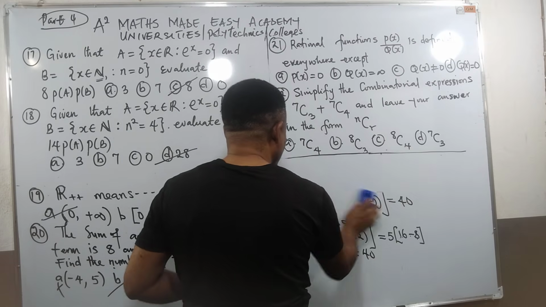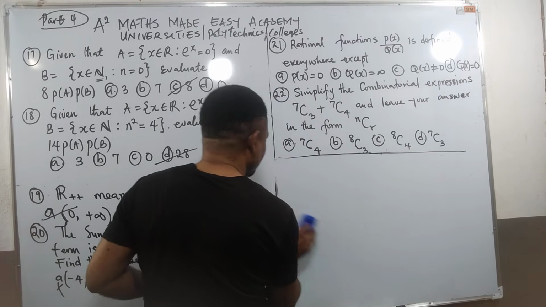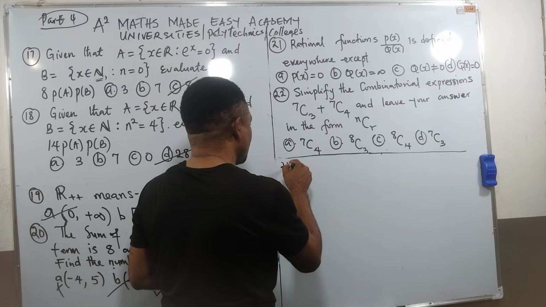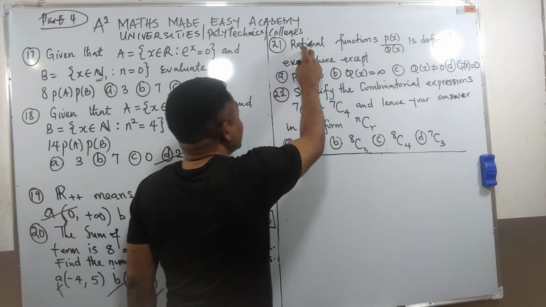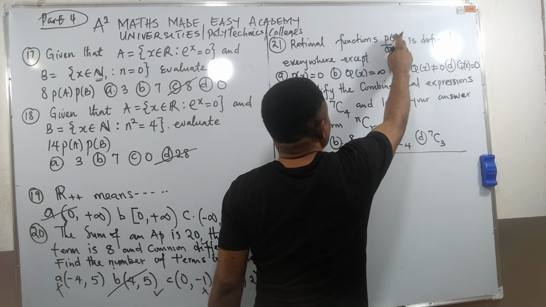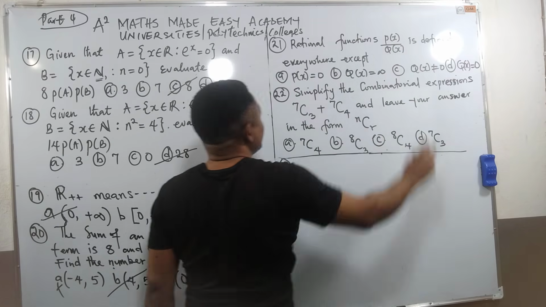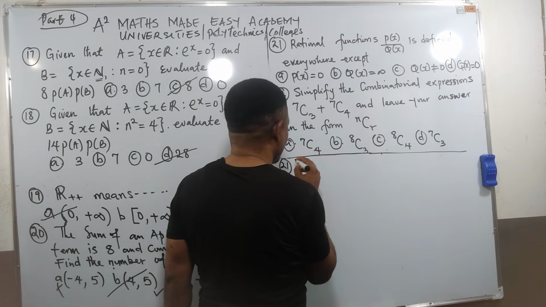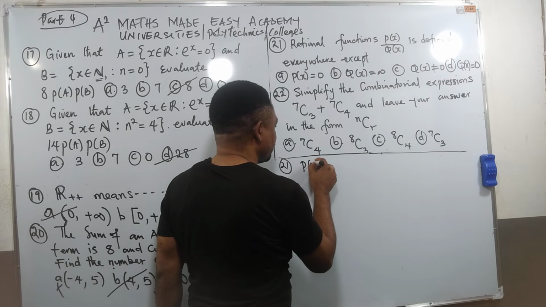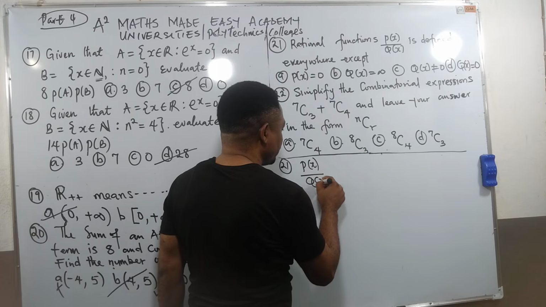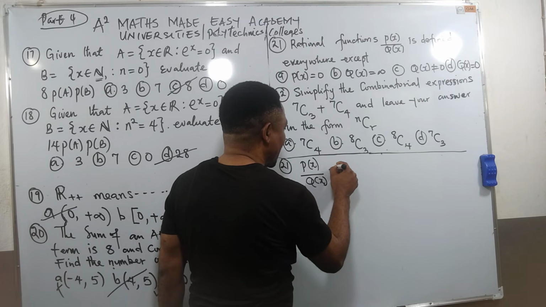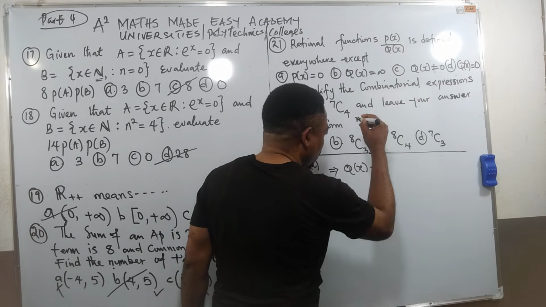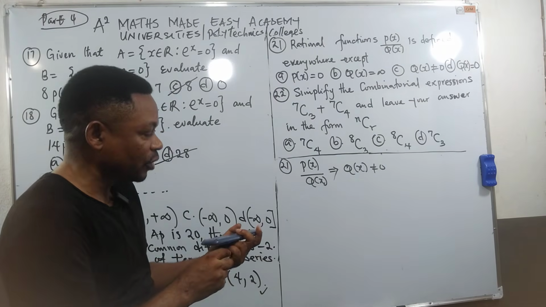Question number 21. Are you there? Question number what? 21. Now, look at it. Rational function P of x over Q of x is defined everywhere except. Now, I want you to understand this. What is a rational function? It's just a ratio of numerator and what? Denominator. And the condition is that the denominator, Q of x, cannot be equal to what? 0.